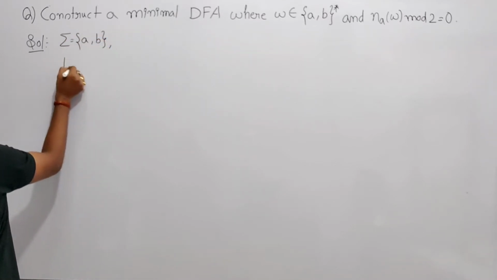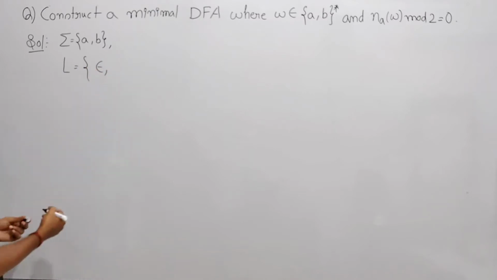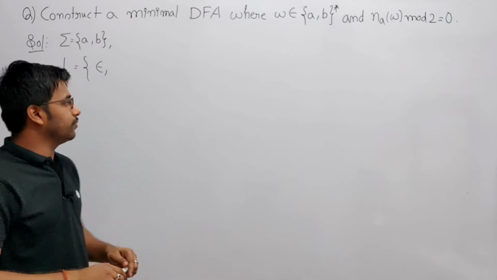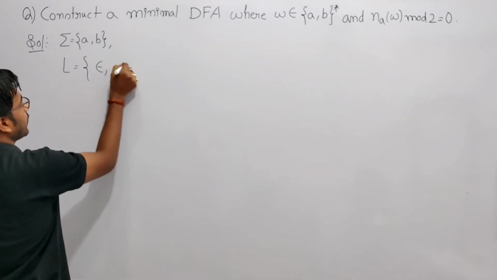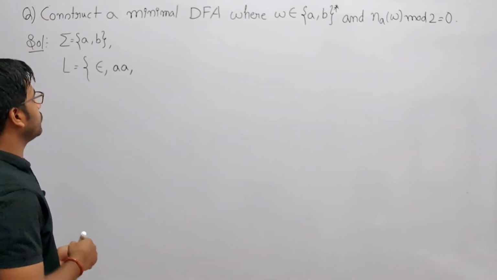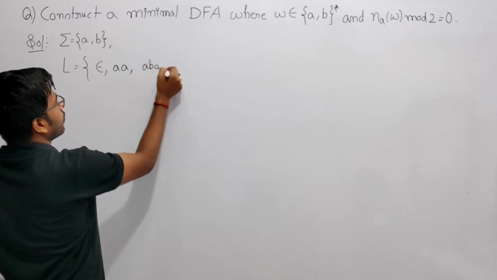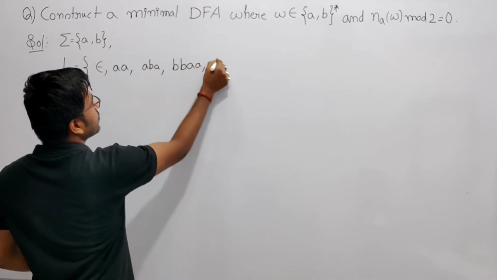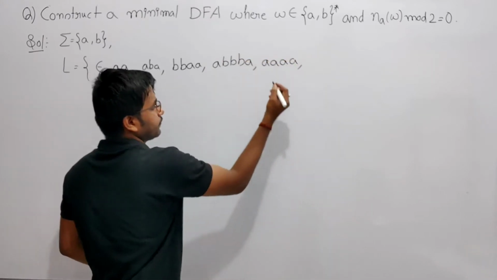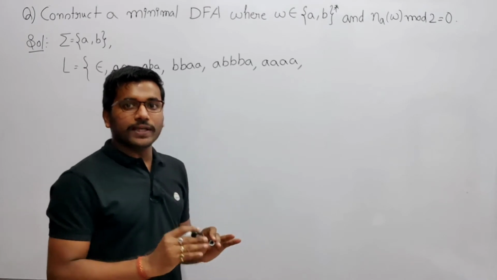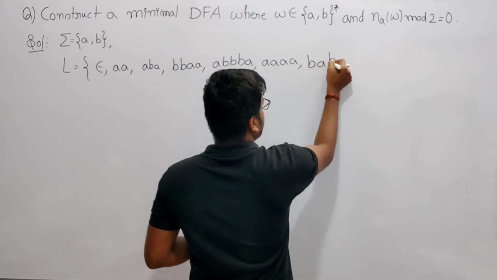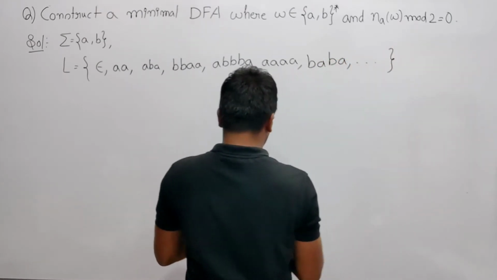Now the language L: epsilon belongs to this language because the number of A in epsilon is 0. If you divide by 2 you will get remainder 0. Then AA belongs to this language. Why? Because the number of A here is 2, divided by 2, remainder 0. ABA belongs to this language, BBA belongs, ABBB, AA, 4A. So here we are only concentrating on the number of A being divisible by 2. Now BA, and these are the strings belonging to this language.